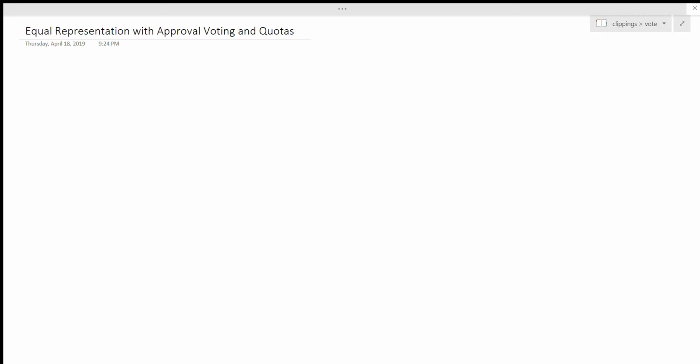So I'm going to explain how you can get equal representation with approval voting and quotas. And I'm going to do that with an example. So you don't have to know what each of those terms mean just yet. But let's say we have an election, and when you count the votes, B gets the most votes, so B should win, right? Well, B might not cover everybody.